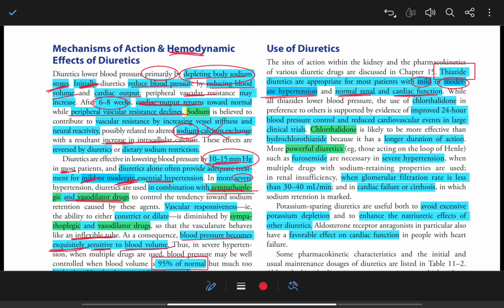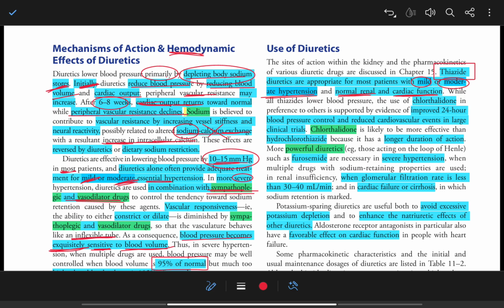Diuretics are of different classes. We have thiazide, we have loop, we have carbonic anhydrase inhibitors. So there are different kinds of diuretics. We will have direct acting ones, those that are osmotic diuretics.